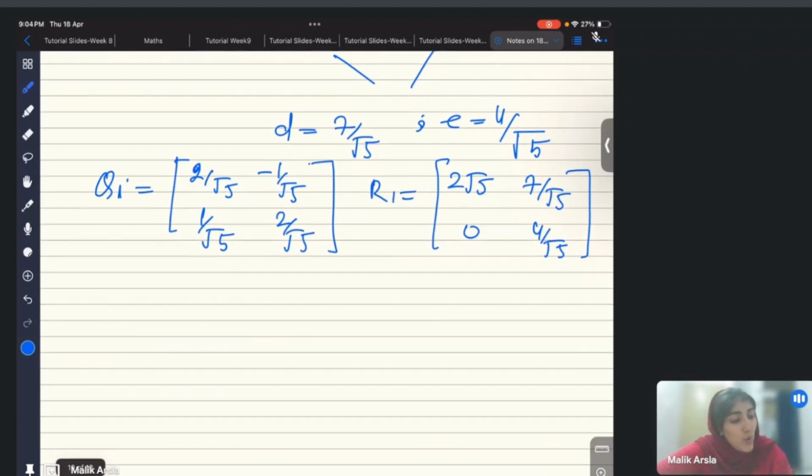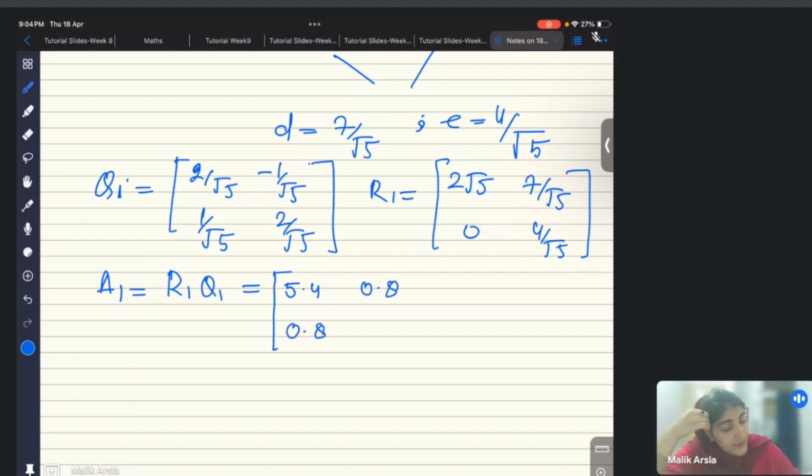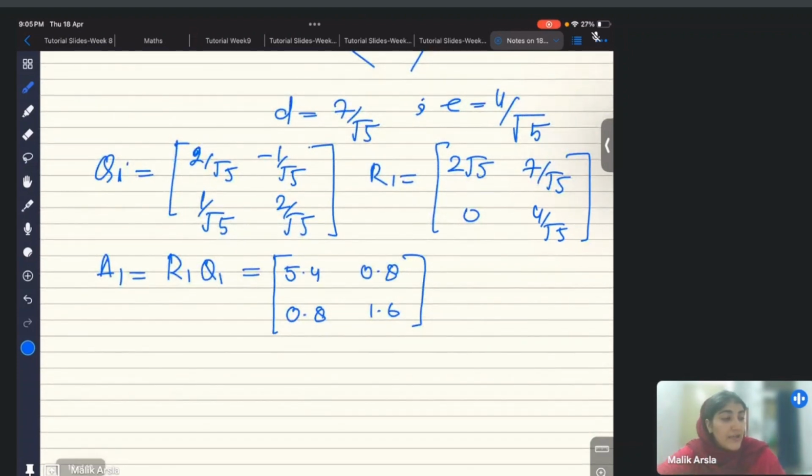Now we find the matrix A1, which is equal to R1 Q1. I have previously done this multiplication, so you can do it on your own end. We get R1 into Q1 as 5.4, 0.8, 0.8 and 1.6. Now this is our A1 matrix. You can see that the non-diagonal entries are coming close to 0. That is the purpose of our QR decomposition.